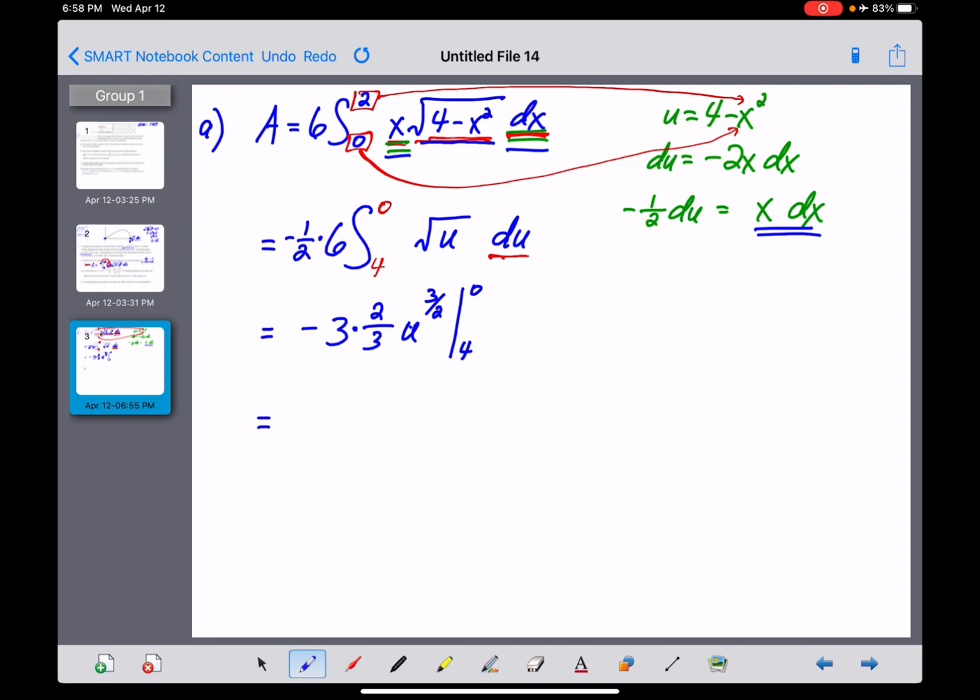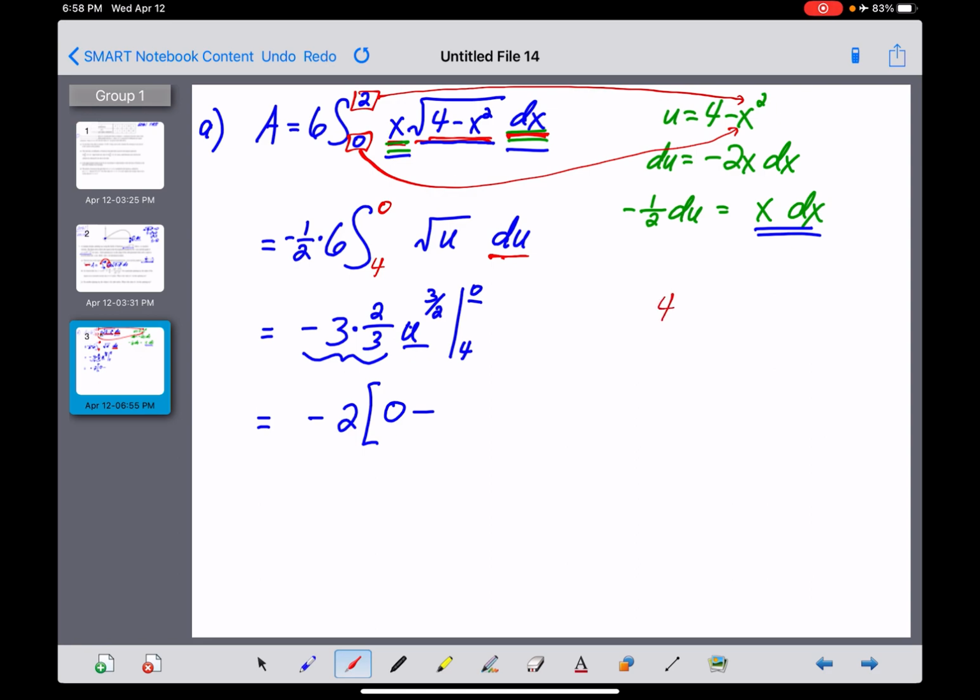Now, I'm a little bit concerned with the fact that we have a negative coefficient out here. That's going to become a negative 2, but I think the fact that the limits are backwards means this is going to work out okay. Let's plug the 0 in for u first. 0 to any power is 0, and then minus 4 to the 3/2 power. Ooh, we've struggled with this one, guys.